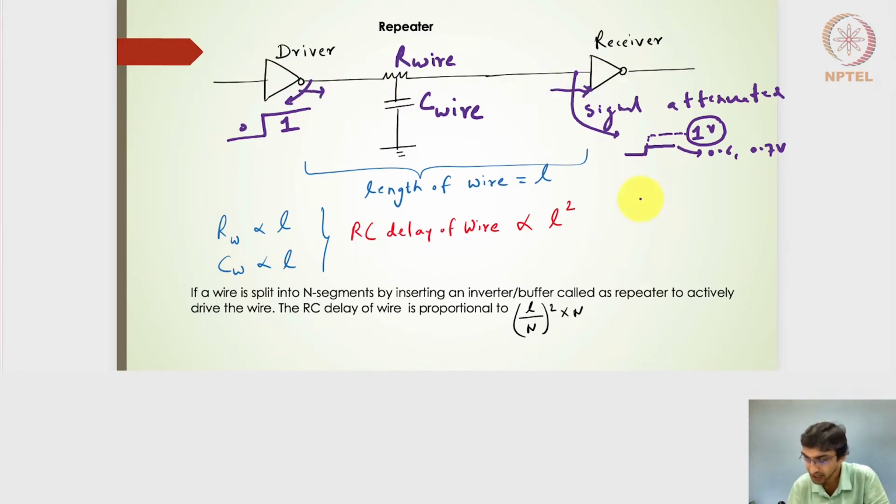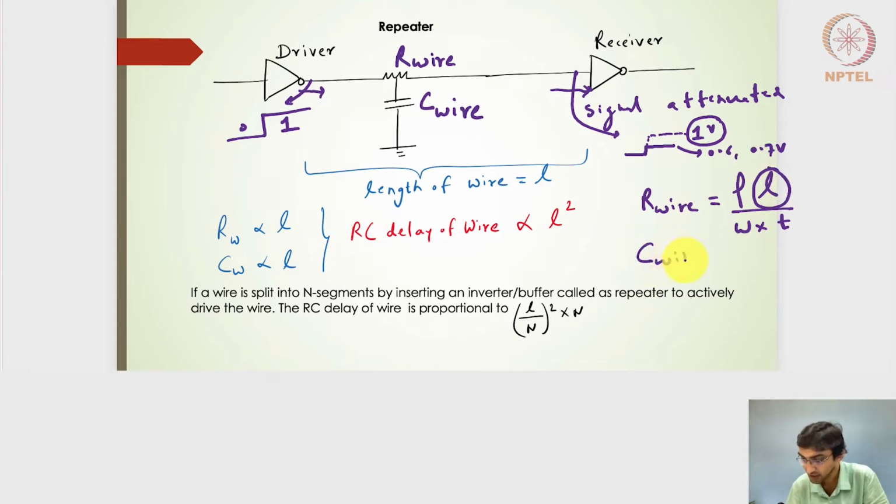So if I consider the R wire, by definition, it is nothing but the resistivity of the wire, in this case copper, times the length of the wire divided by the width multiplied by the thickness of the wire. So here it is directly proportional to the length of the wire.